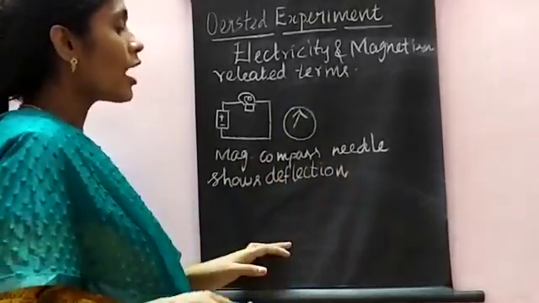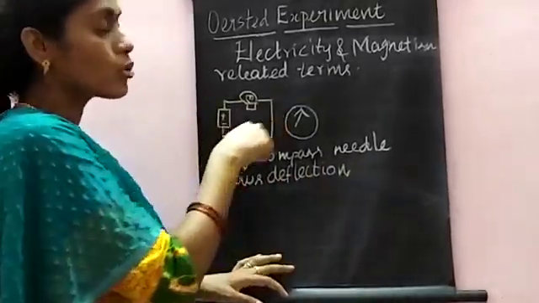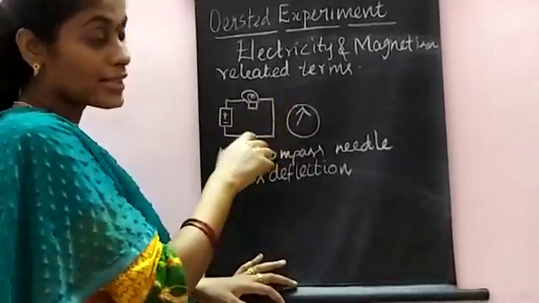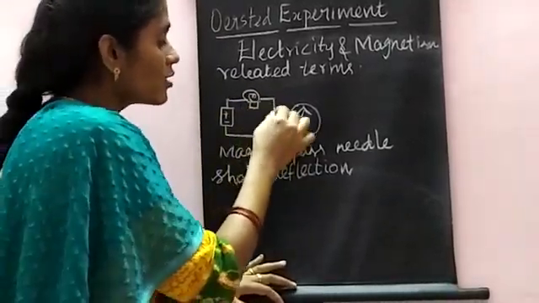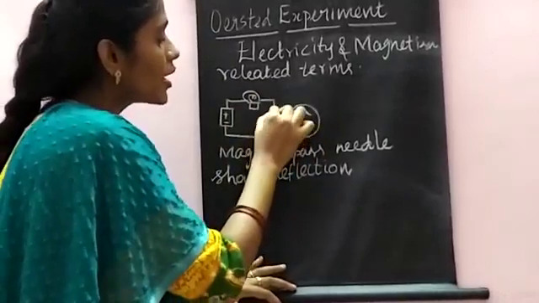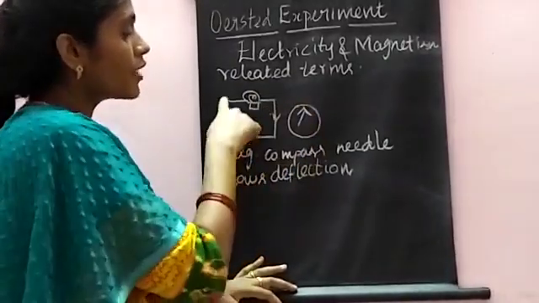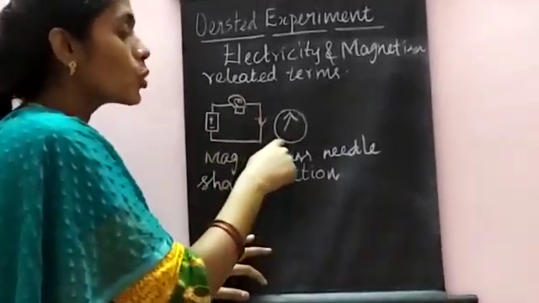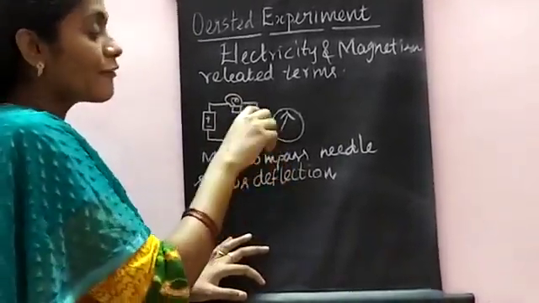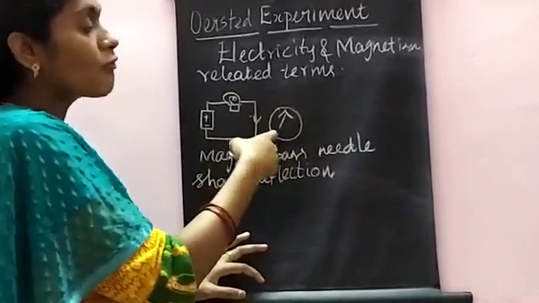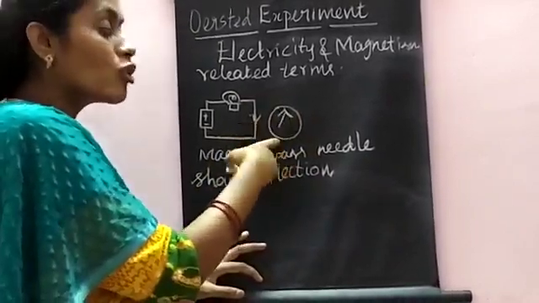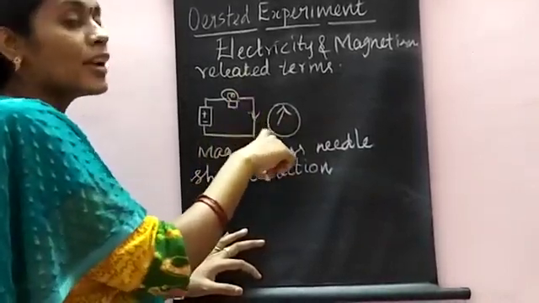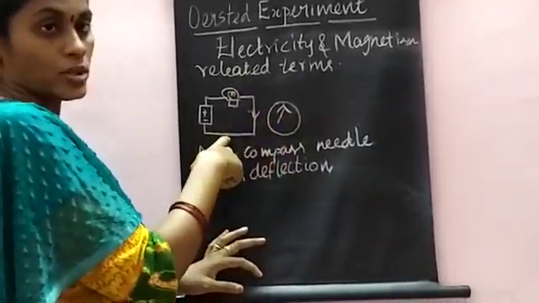How did it happen? When we switch on the battery, the current starts flowing in that circuit, from the positive terminal to the negative terminal. If the current flows in that circuit, the magnetic compass needle shows the deflection. Only if a magnetic field is created does the magnetic compass needle show deflection. So in that case, the magnetic field was created by this circuit.